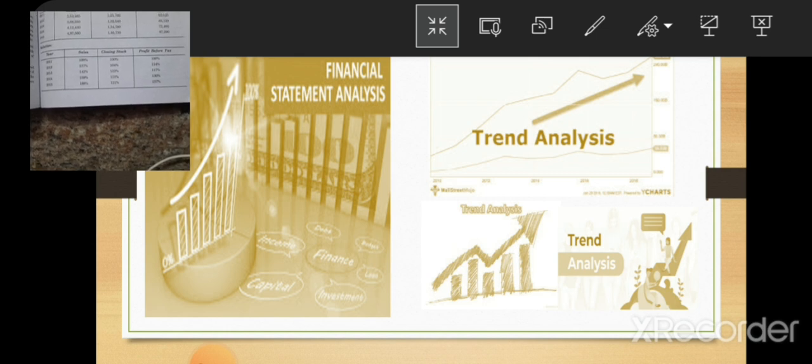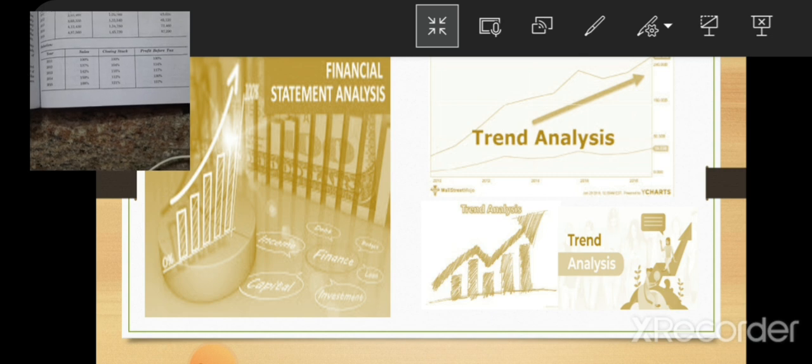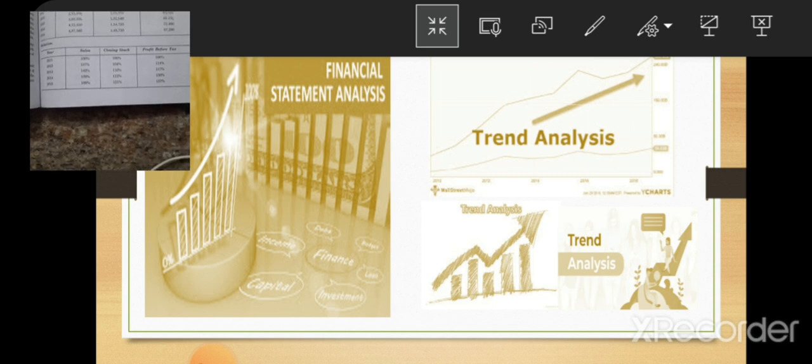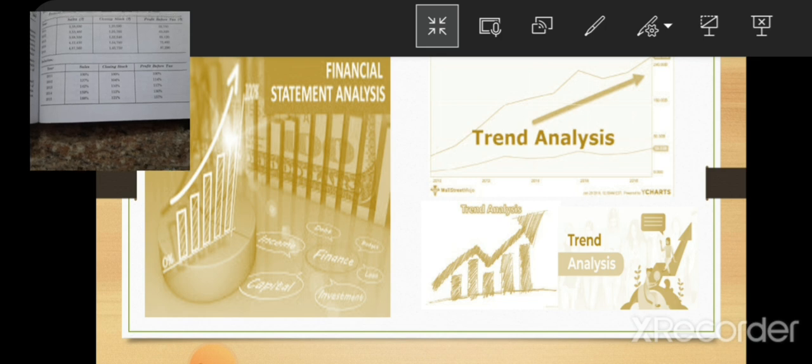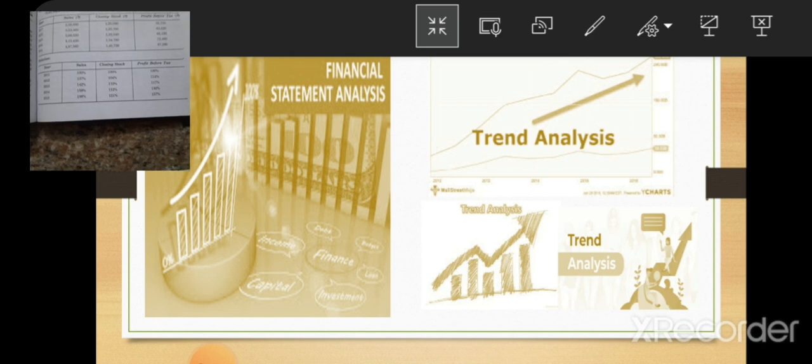And 1,32,540 divided by 1,20,580 into 100 gives you 110% during the year 2013. So similarly, do it for 2014 and 15, we get 112% and 121%, and we could see the increase in the trend year by year of closing stock also. And profit before tax, so 2011 it is 55,750, and that I have taken as base. So 55,750 divided by 55,750 into 100 gives you 100%.